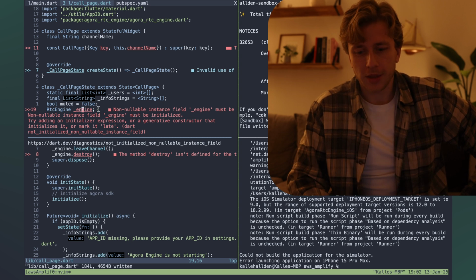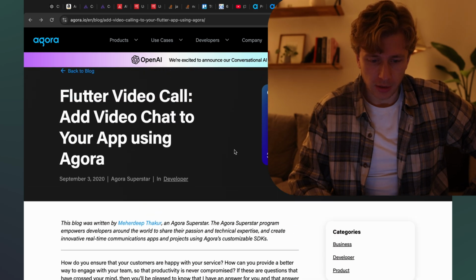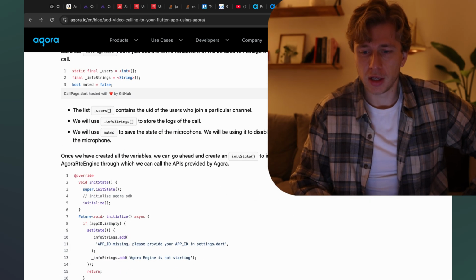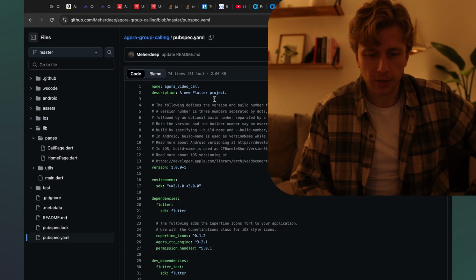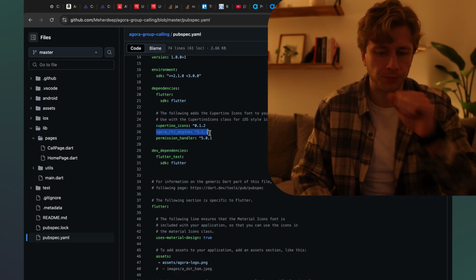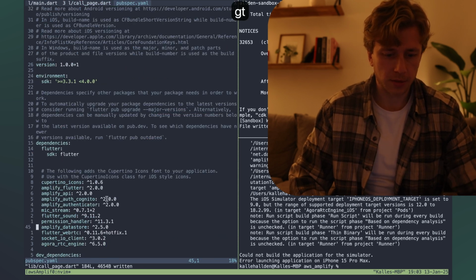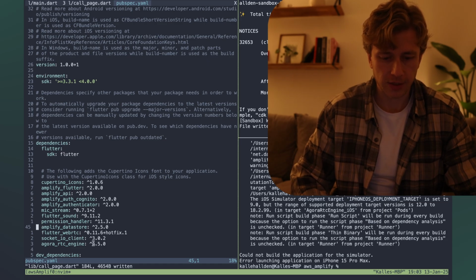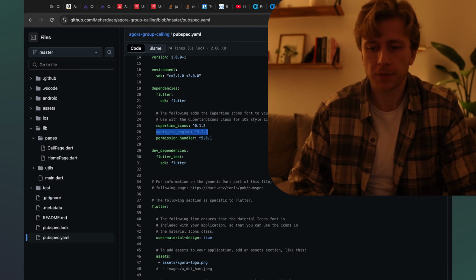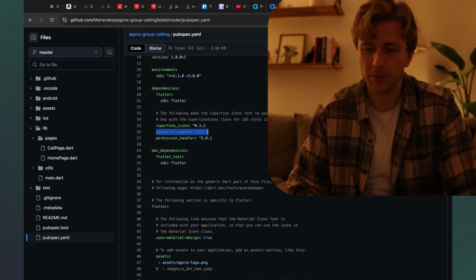I think it's only that the tutorial that Agora has created is outdated, it would seem. 2020 is when they did this, and it seems like it's not really maintained, because if we look at the Git repository, we can see that they have Agora RTC Engine version 3, and what I have is Agora RTC Engine 6. So there are 3 full versions between them, and it seems like they're not quite using the same things anymore. It is 5 years ago at this point, so it makes sense that it's kind of outdated.